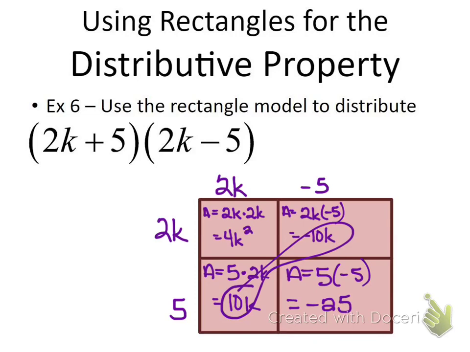Now I want to find the total area, so I look for my like terms. My like terms were my negative 10k and 10k. I'm going to put them in order, so based on the highest power first, which is going to be 4k to the second. Then I'm going to combine my like terms. What's negative 10k plus 10k? 0. So do I need to put plus 0k?